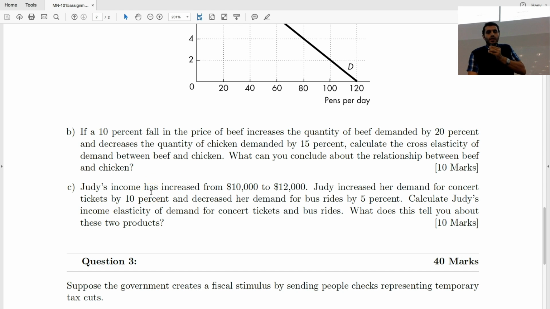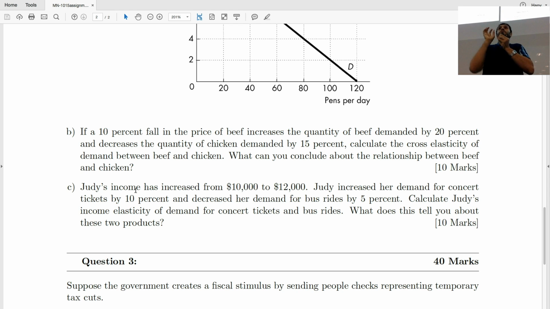The last one is the same way. It's income elasticity: percent change in quantity divided by percent change in income. Please go back to the tutorial, the seminar we did on how to calculate elasticity. We did the lecture. So go back to the question we did in the seminar, go back to the examples we covered in the lecture, and that should be very straightforward.